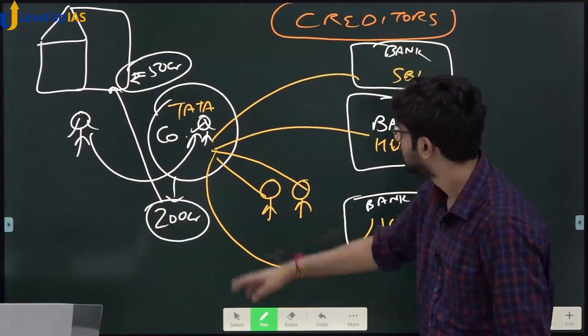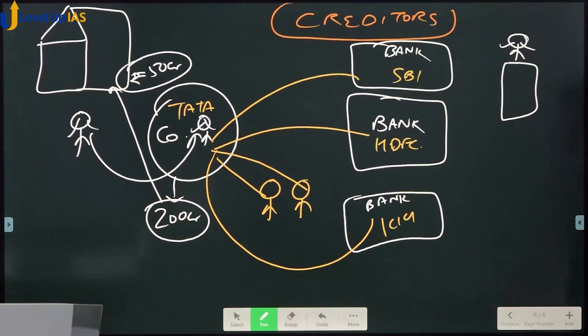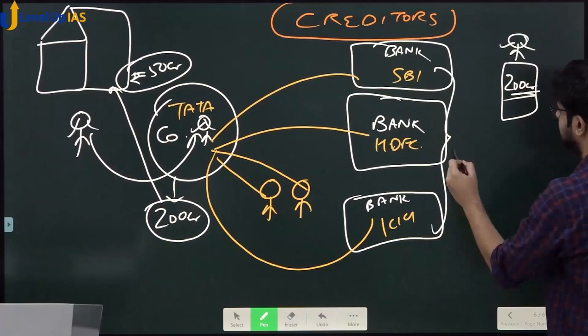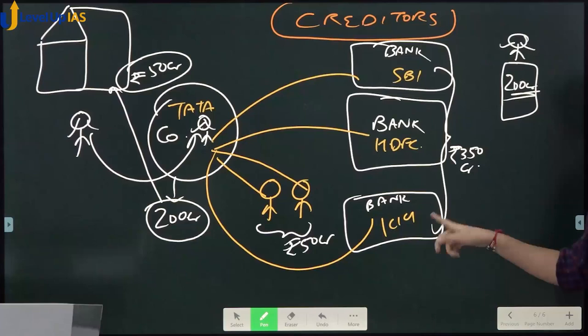He comes up with a list. Let's say he said Tata has 200 crores worth of assets. Okay, he found out Tata has 200 crores. Now, the bank's total claim is, let's say, 350 crores. And the employees' total claim is, let's say, 50 crores, suppose. Right? Is this enough to fulfill both? No.